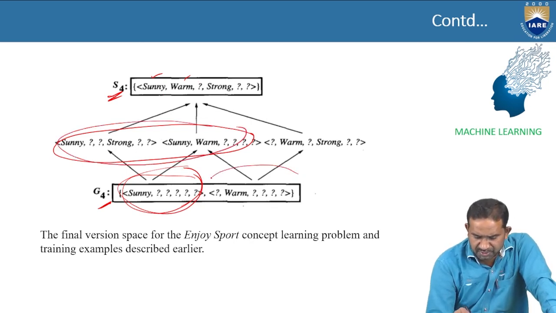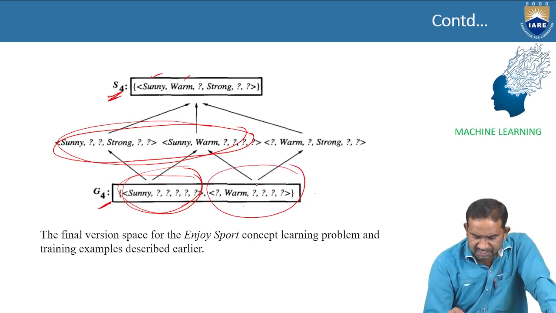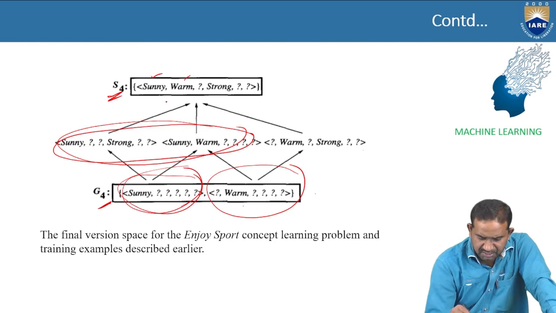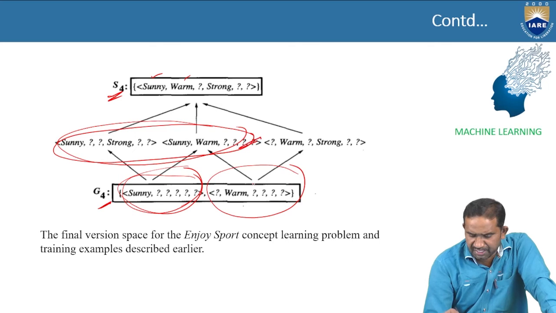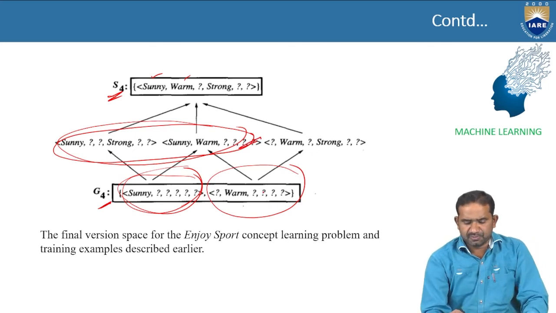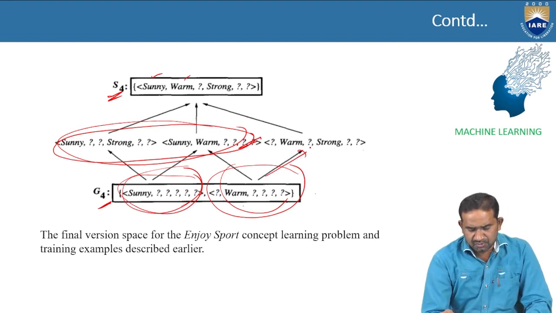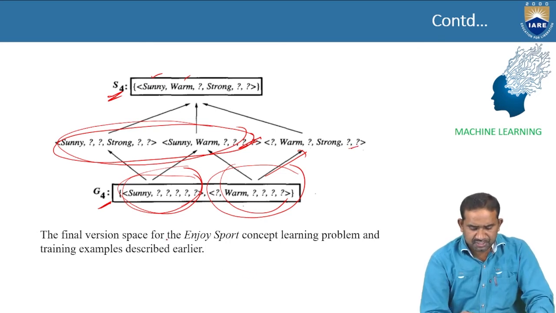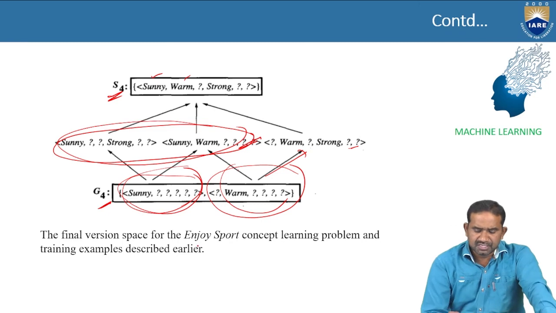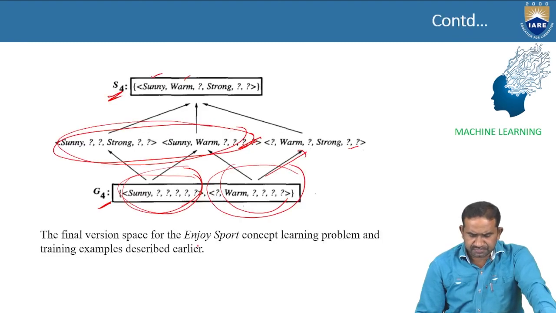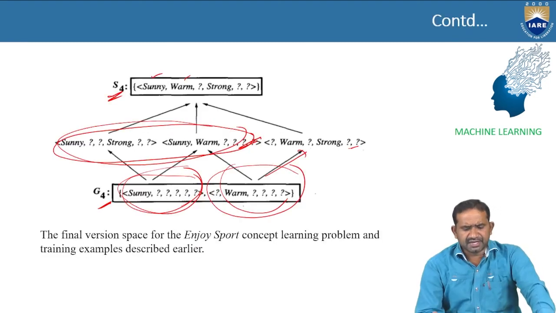Whereas coming to this one, it is also about the warm. Again we can take this one. It means warm, as well as sunny, warm, as well as question mark, the generalized one here also. And it is finalized, giving one more output: question mark in the first place, then warm, question mark, strong, and question mark, the generalized one. So this is the final version space for the EnjoySport concept learning problem and the training examples described.